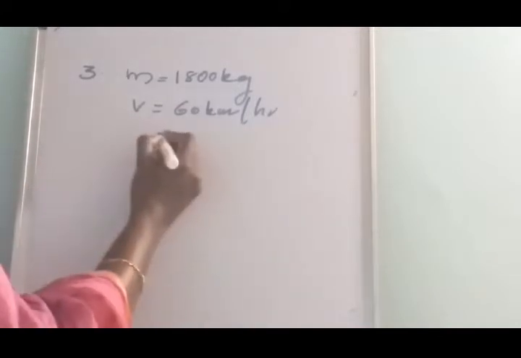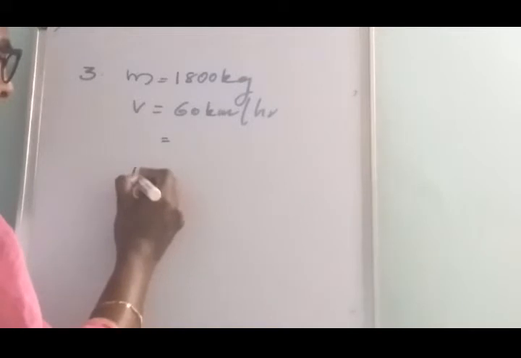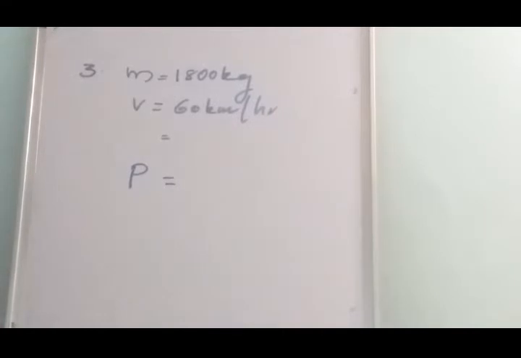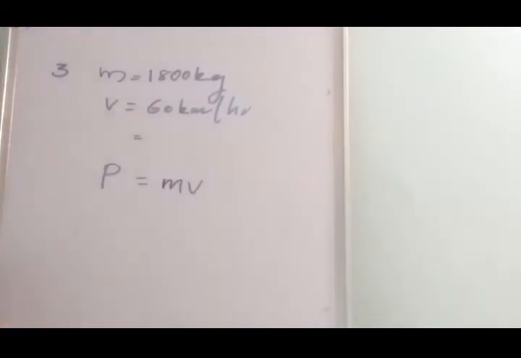Then we have to calculate what? Momentum. You know the equation for momentum, all of you know the equation for momentum. What is momentum? Momentum is the product of mass and velocity. So momentum P is equal to m into v.